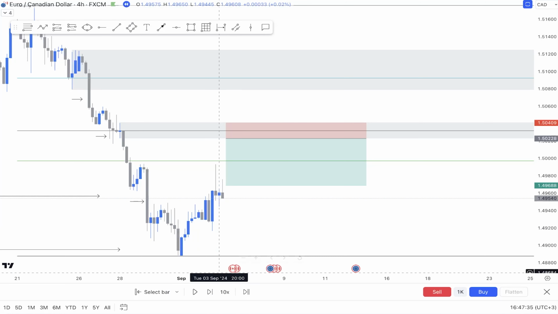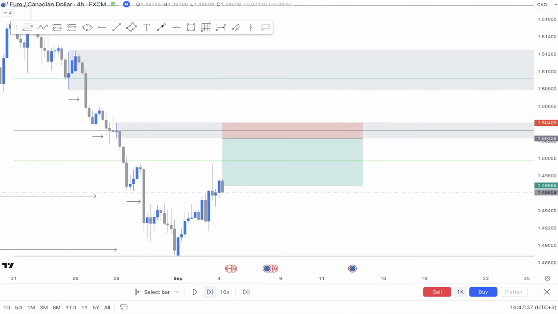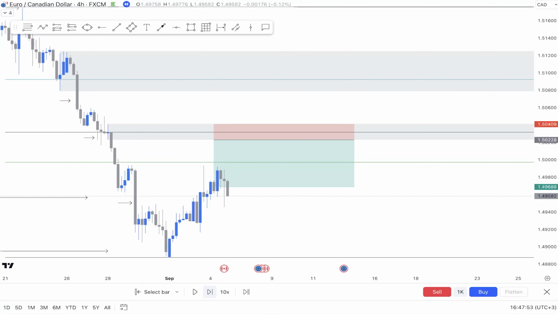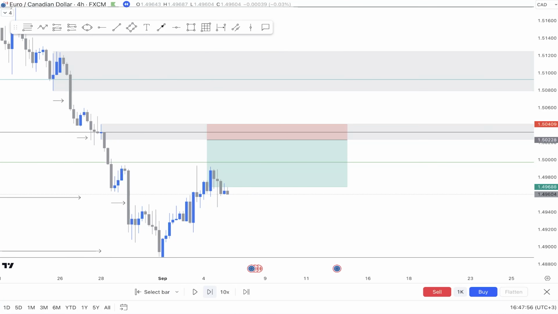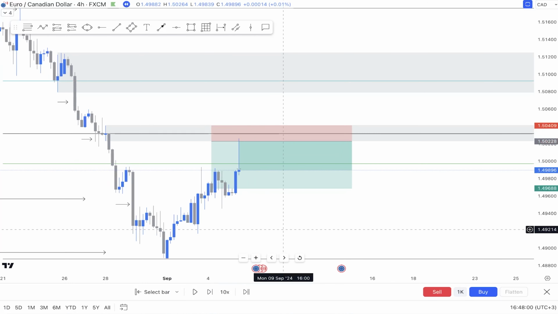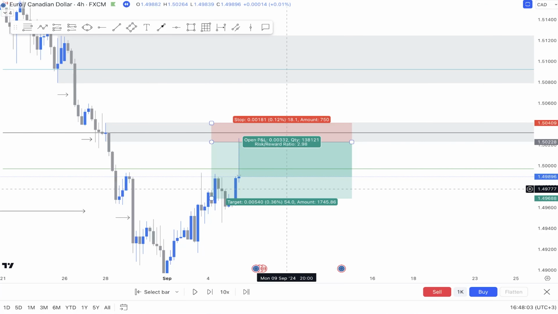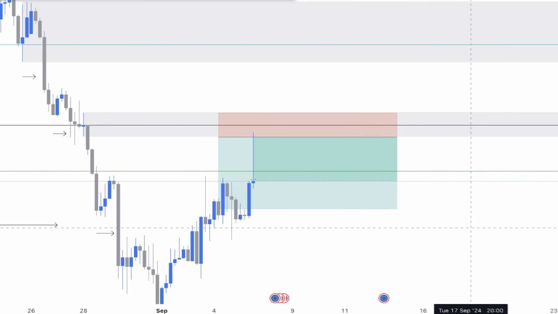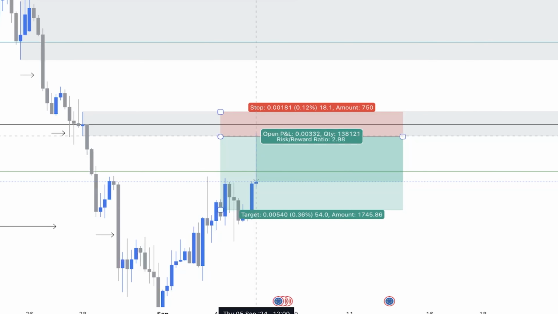Now we can play the price and see when this setup triggered. Let's continue. Once again, very, very corrective looking, which is great. And right here, it triggered. And check this out, textbook sniper entry. This is exactly what we want. It literally tapped our entry, it tapped the zone, and it went straight into profits.